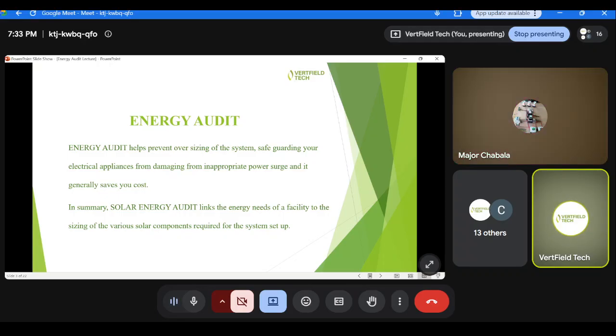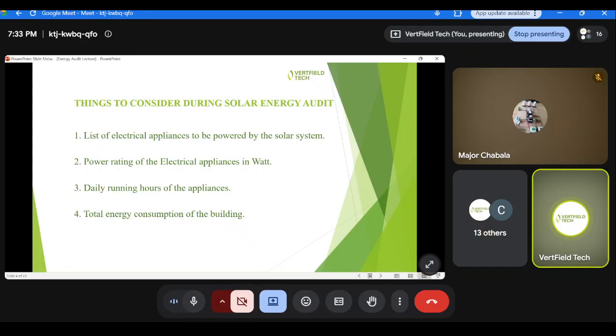All right. So now, in summary, solar energy audit links the energy need of a facility to the sizing of the various solar components required for the system setup. So that is what you should know and understand.